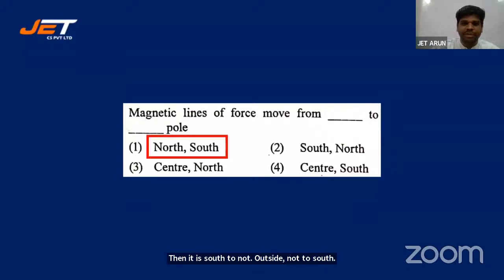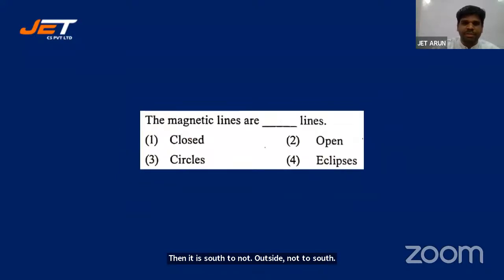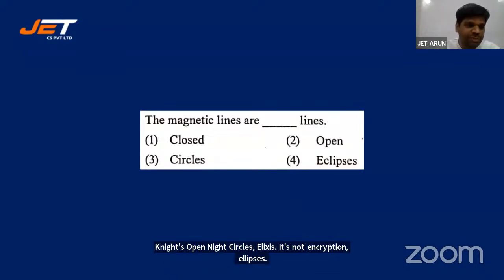All right, let's go to the next one. Magnetic field lines are dashed lines. Closed lines, open lines, circles, ellipses. It's not eclipse, students, it's ellipse, or the ellipses. Yes, one. Consistent response, one.